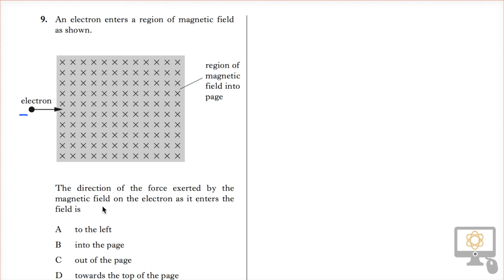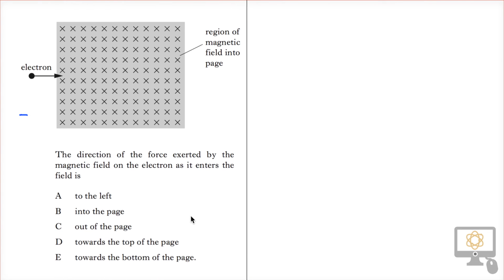And the question says, the direction of the force exerted by the magnetic field on the electron as it enters is to the left, into the page, out of the page, toward the top or the bottom. Now, the only two possible answers really that are in any way remotely correct are either D or E. The electron cannot experience a force parallel to its motion, and it cannot experience a force parallel to the magnetic fields. Magnetic fields are traveling into the page, so it can't experience a force into or out of the page. That would be parallel or anti-parallel, and it can't experience a force to the left because that's in the direction of travel of the electron. So it's either upward or downward.